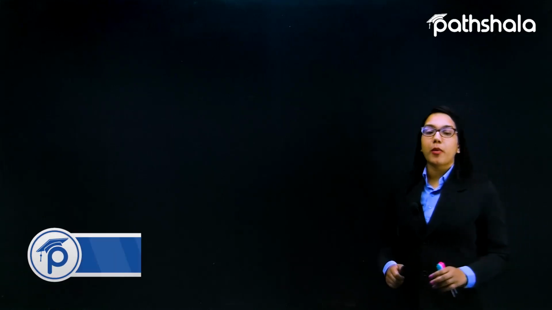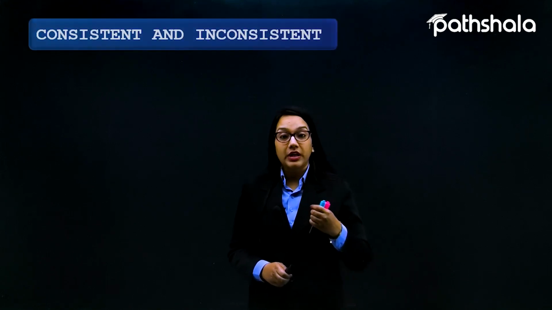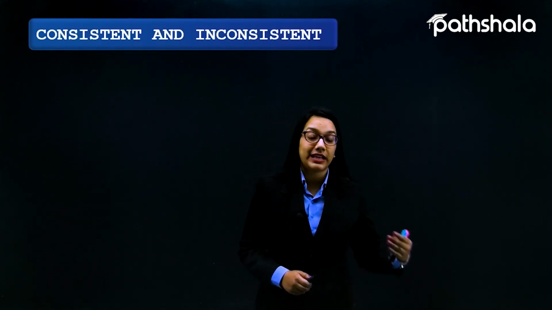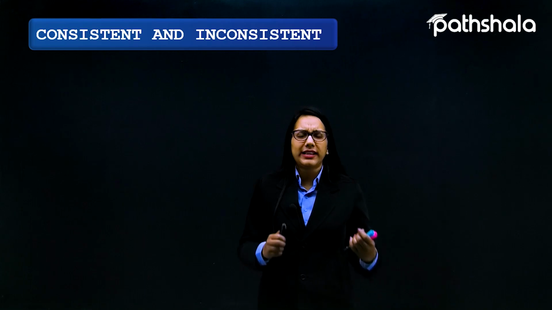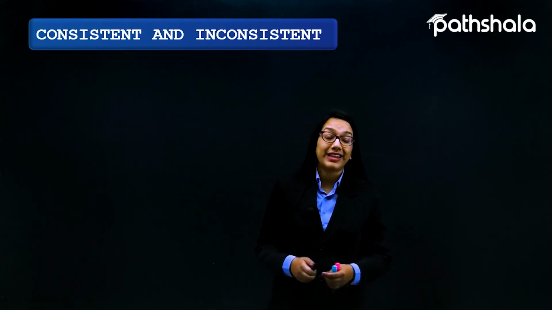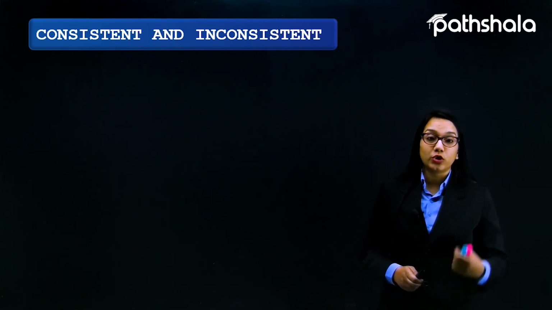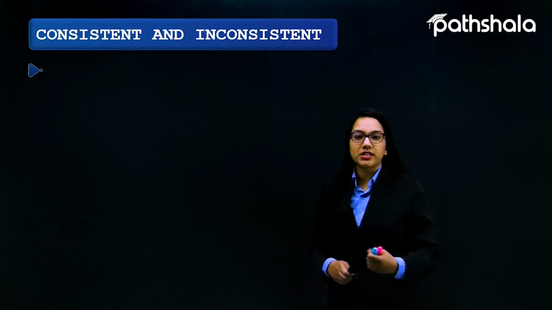Let's just further talk about the solutions of the pair of linear equations. So now we have a really important concept related to the solution of the pair of linear equations, and that concept is called consistent and inconsistent solution. What is the meaning of consistent solution and what is the meaning of inconsistent solution? So let's talk about the consistent word first. What is the meaning of a consistent solution?